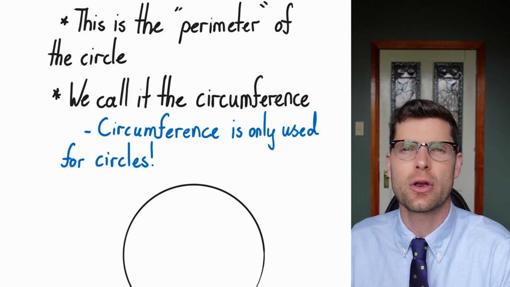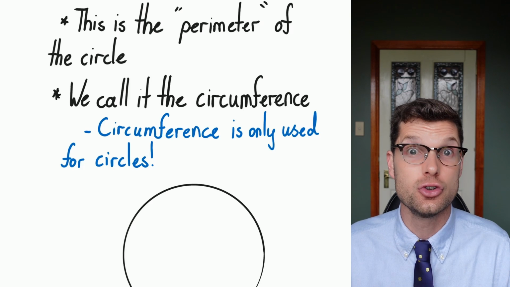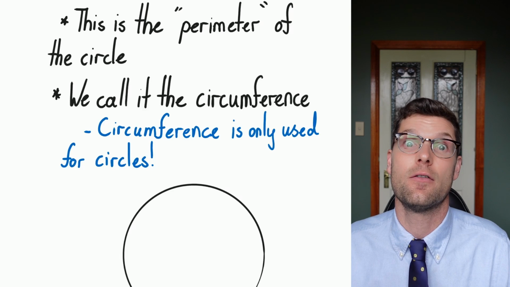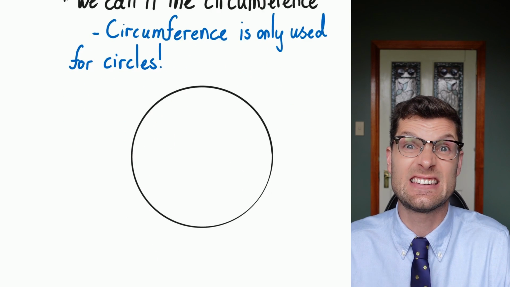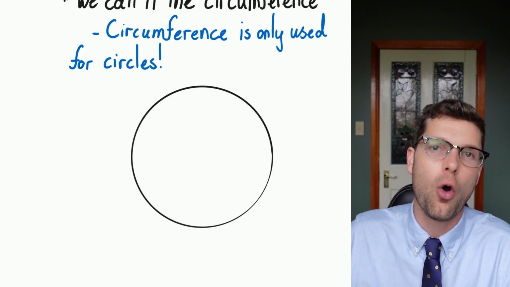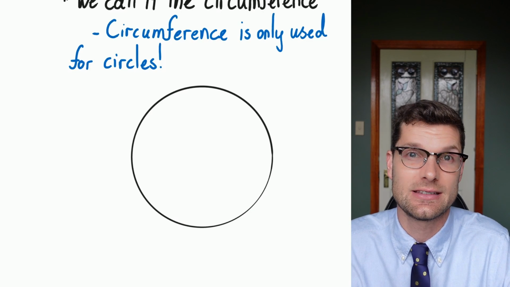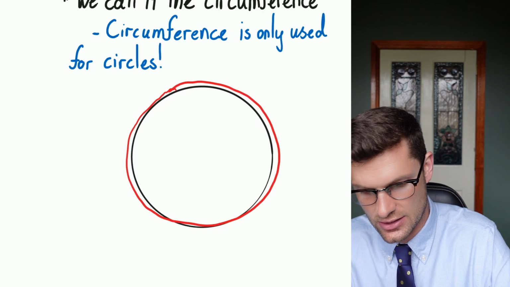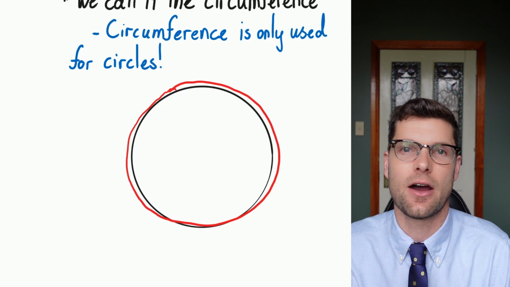Just make sure if you're talking about a square or a triangle, you use the word perimeter, not circumference. Circumference is exclusive for circles. So just on a drawing, the distance from one point all the way around to that same point is the circumference. So as long as you shade all this distance around the outside, that there is the circumference of the circle.